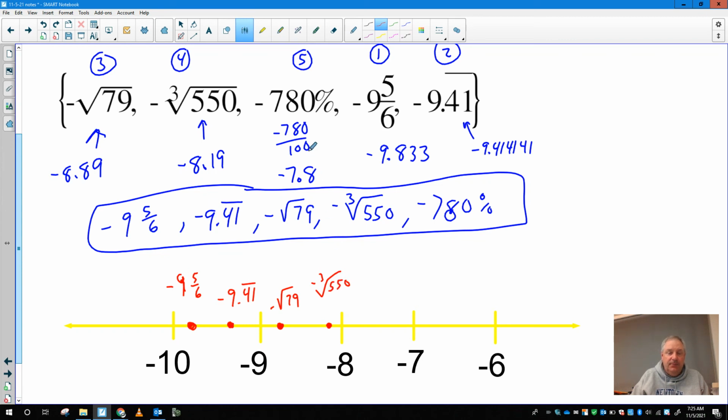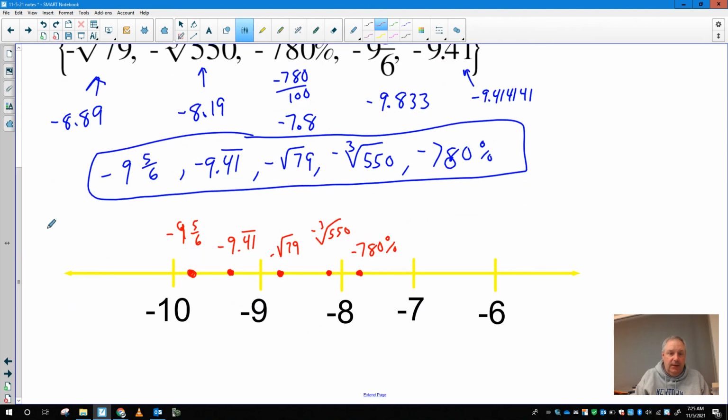And then the last one was negative 780%. Again, that means how many out of 100? So that would be about here, between negative 7 and negative 8. That would be negative 780%. Again, pause if you need to see that anymore. Last question.